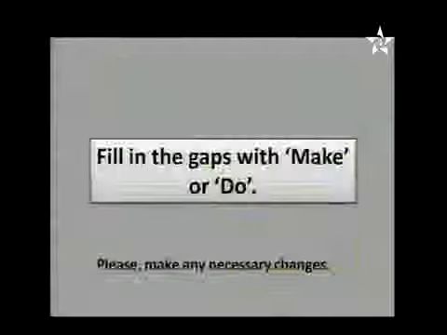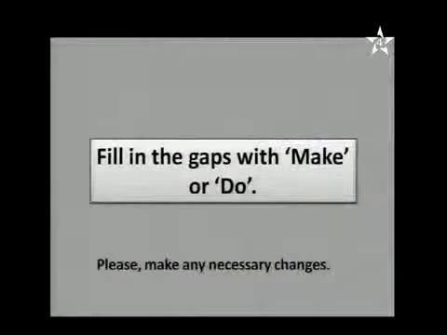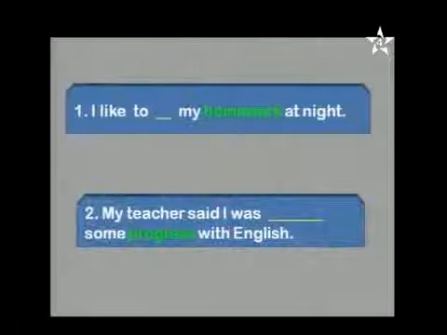Okay, good. Now let's move to the last exercise, and I would like you to fill in the gaps with make or do. And please make any necessary changes. You put the verbs in the past or in the present or ing form, etc. Okay? So, number 1, I like to do my homework at night. Number 2, my teacher said I was making some progress with English.